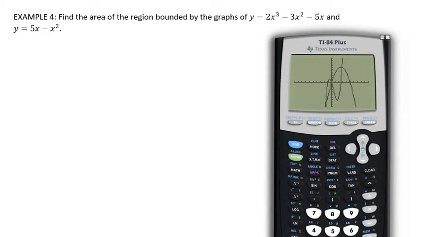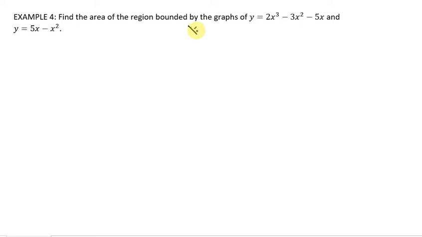First of all, we have to know where they intersect. I need to find those intersection points for sure. So second calc, find the intersection, 5, first curve, second curve. And now get it close to this intersection point over here. Enter. Negative 1.7912. I'm going to write that down. So x equals negative 1.7912. That's the first intersection point.